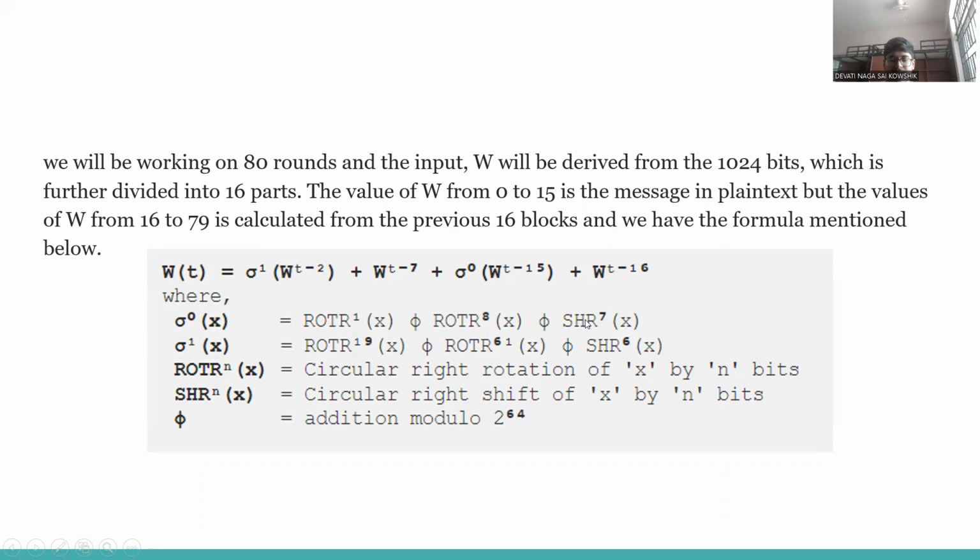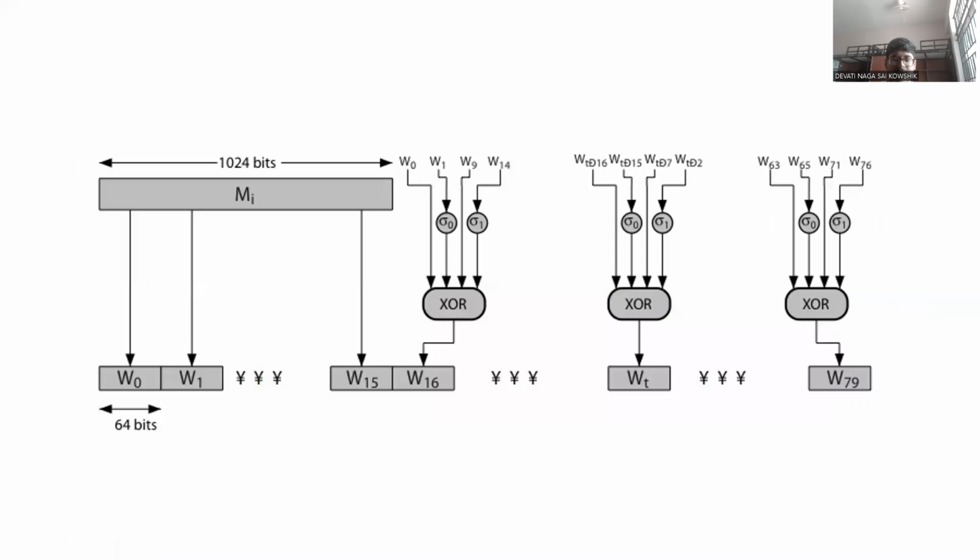And here you can see that SHR is nothing but a right shift of x by n bits. Here SHR of 7 of x means we should do a right shift of x by 7 bits, and sigma 1 of x is calculated by using this formula. We calculate the Ws like this.